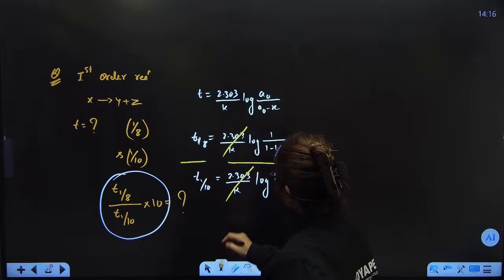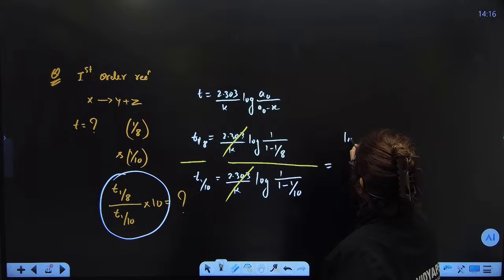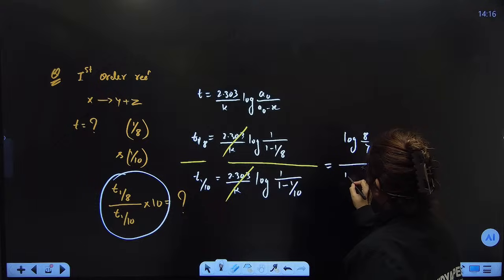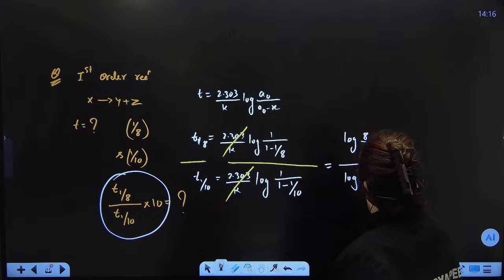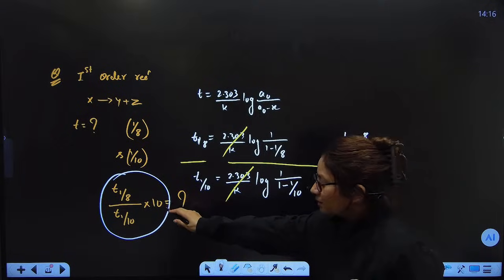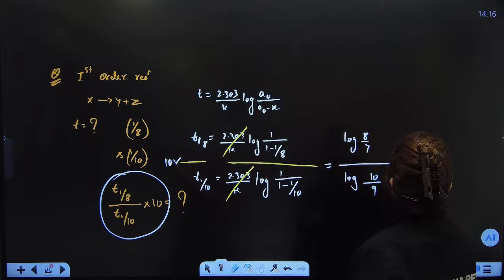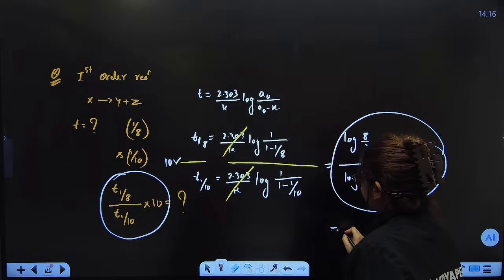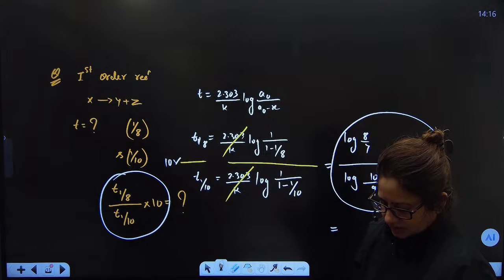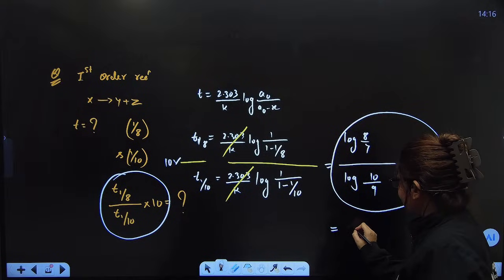This cancels everywhere. Here let's write the values. So this becomes log of 8 by 7 here, and this side log of 10 minus 1, so it becomes 9 by 10. And now we have to multiply by 10 to calculate it. So I multiply by 10 here. When you calculate, we have options 9, 10, 12, and 8. On calculation, we are getting the answer 12.